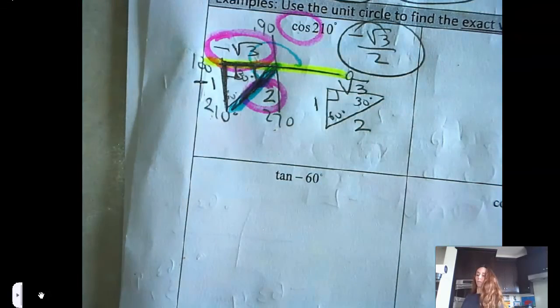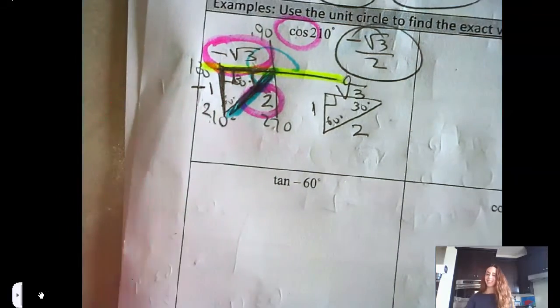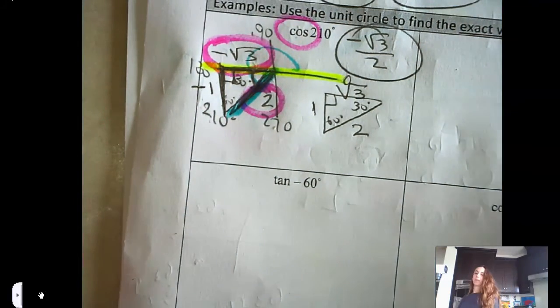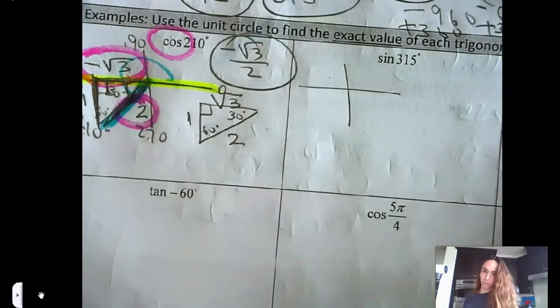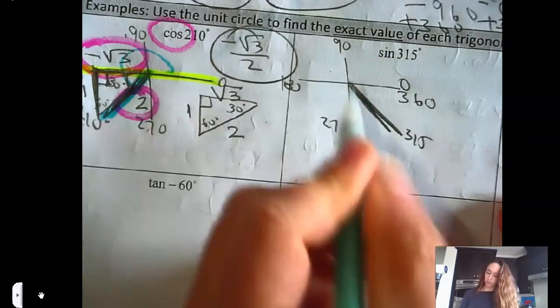And some of you go, wow, that was a lot. Yes, we're going to do more than one. All right. Let's do this one. Sine of 315. 0, 90, 180, 270, 360. So I know it's somewhere right here. Okay? Now that's the 315, which I like to write there.